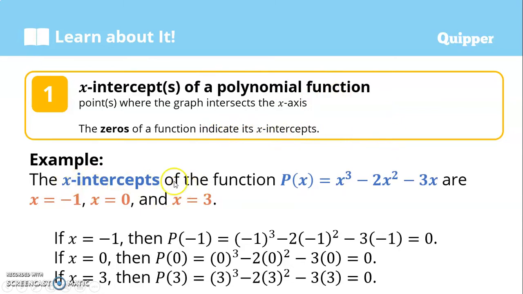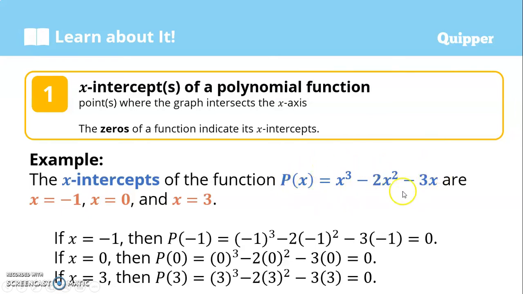Halimbawa, the x-intercepts of the function p of x equals x cubed minus 2x squared minus 3x are x equals -1, x equals 0, and x equals 3. Paano ba nalaman na ito yung zeros? Madali lang. I-solve mo muna ito. You can use factoring or the rational root theorem in solving for the zeros of this polynomial.